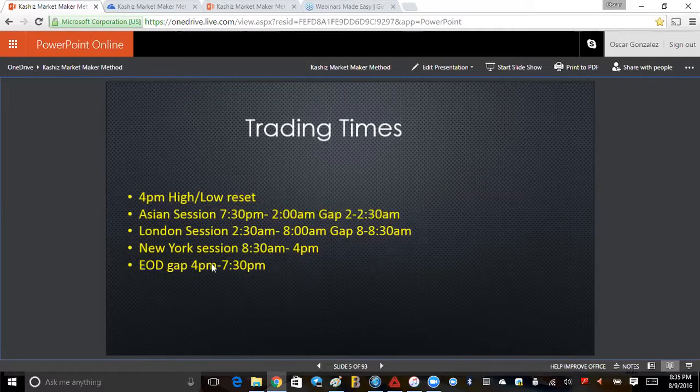These are central time. And the end of the day gap is 4:30. This is the end of the day. This is usually when the guys scalp the markets with robots. This is just the end of the day gap. The market's pretty much dead at this time, so don't expect much movement. You just expect consolidation, right?